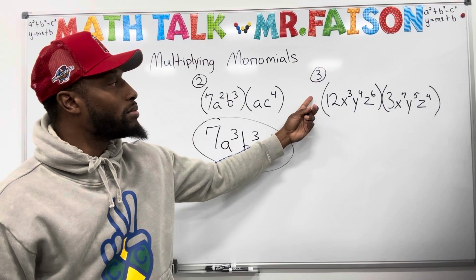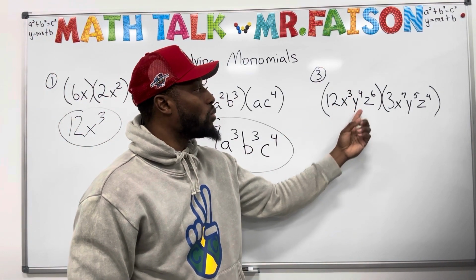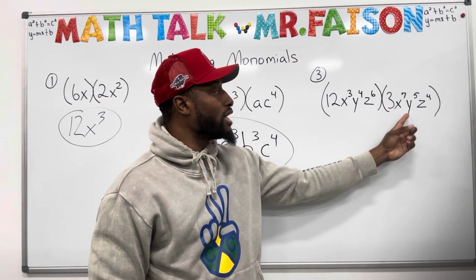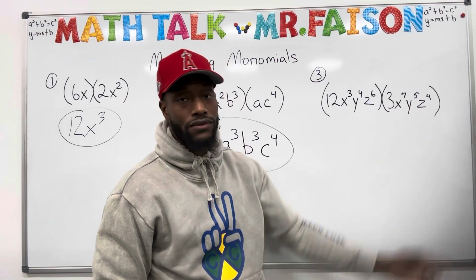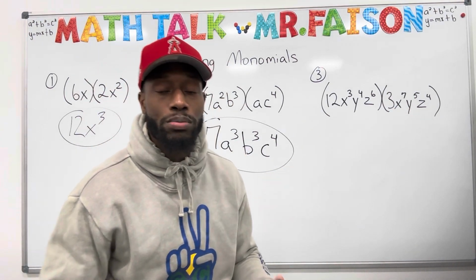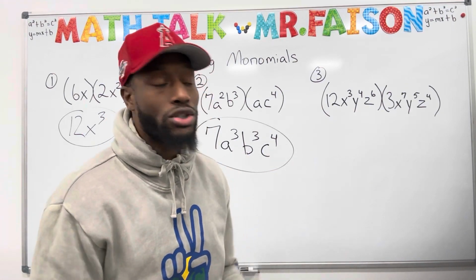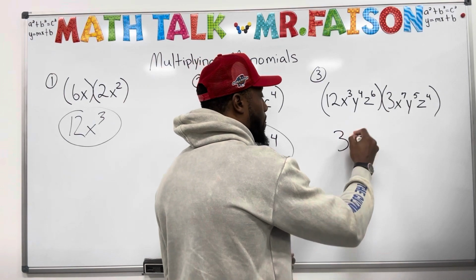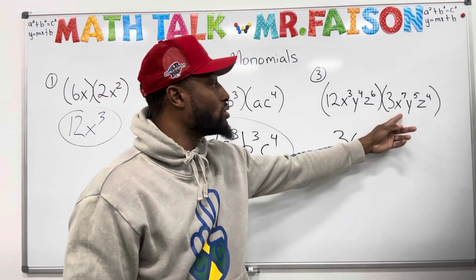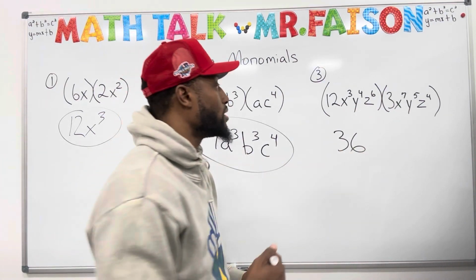Cool. We look at problem number 3. In parentheses, I have 12x to the third, y to the fourth, z to the sixth. My other parentheses, I have 3x to the seventh, y to the fifth, z to the fourth. All right. So what I'm looking at is I'm multiplying. I multiply the big numbers only. 12 times 3. 12 times 3 is 36. Now I want to look and see how many x's do I have in between these two. I have 3 right here and 7 right there. We add the x's.